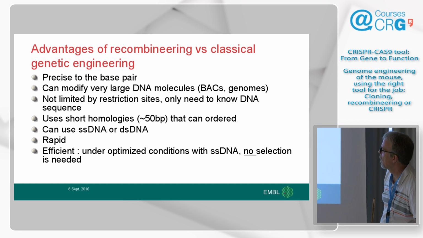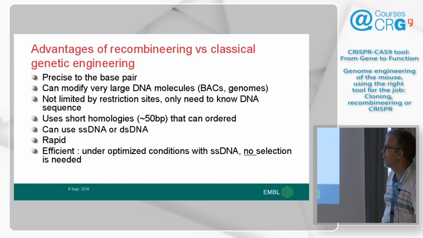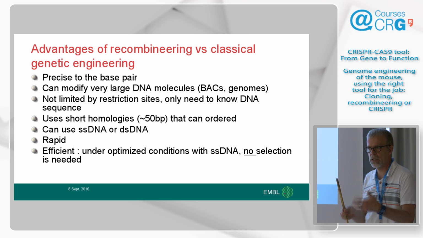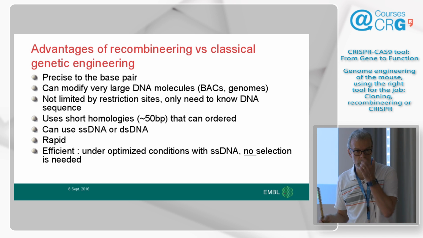So comparing them, recombineering is precise to the base pair. You can modify very large molecules, not limited by restriction sites. All you need to know is the sequence. Use short homologies, around 50 base pairs, so you can order it. It turns out you can use single-stranded DNA or double-stranded DNA, and I can talk to you about that if you would like, but different topic. It's very rapid, and it can be incredibly efficient. There's cases where I can do it, and there's absolutely no selection needed.